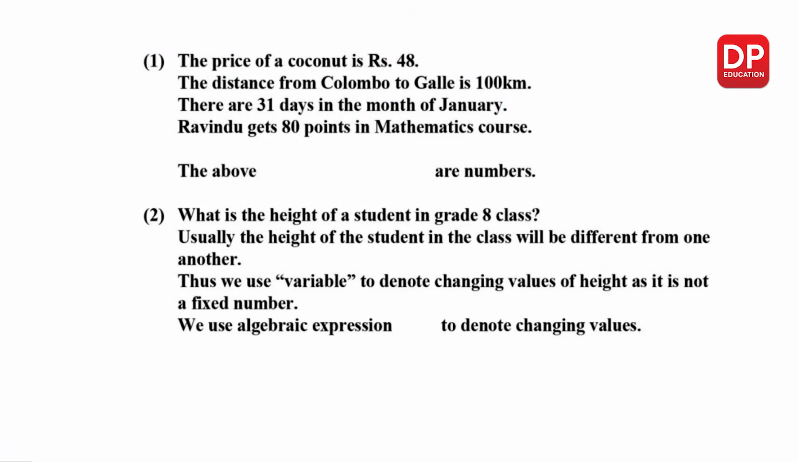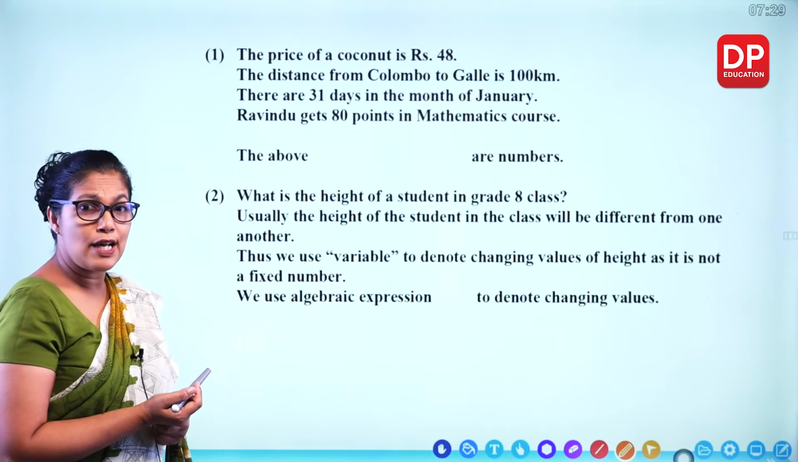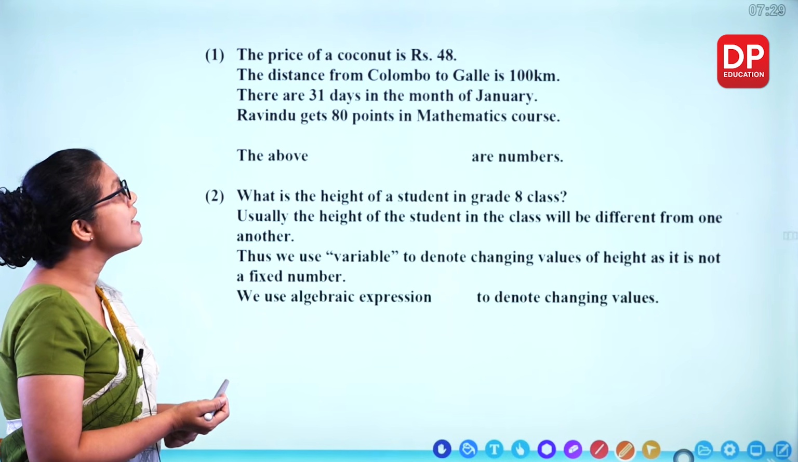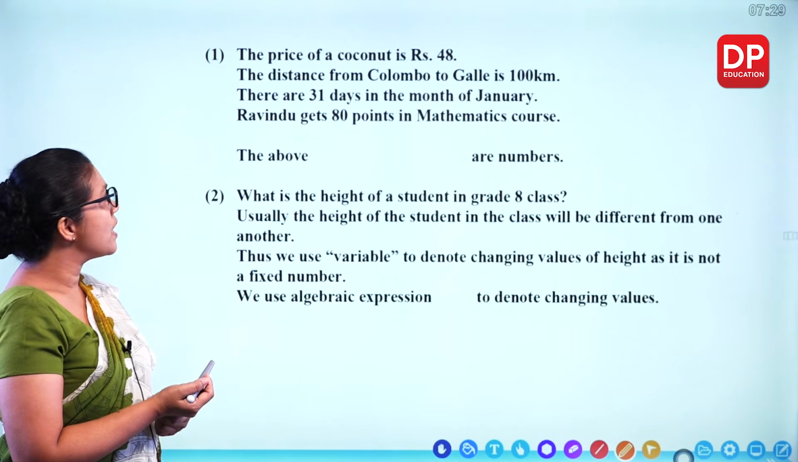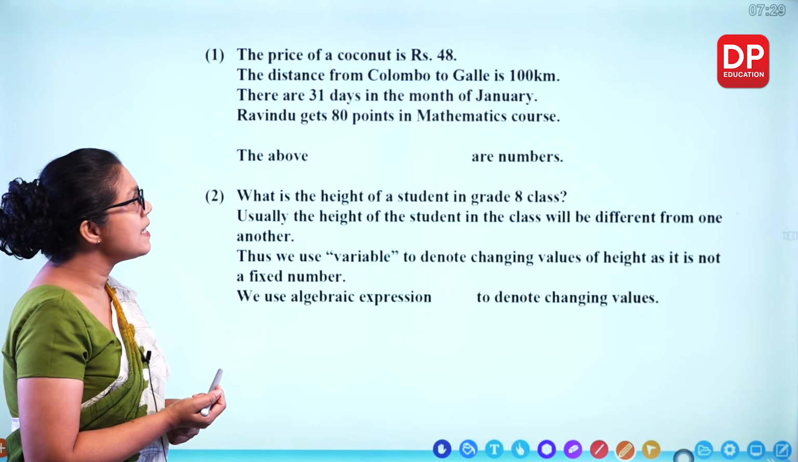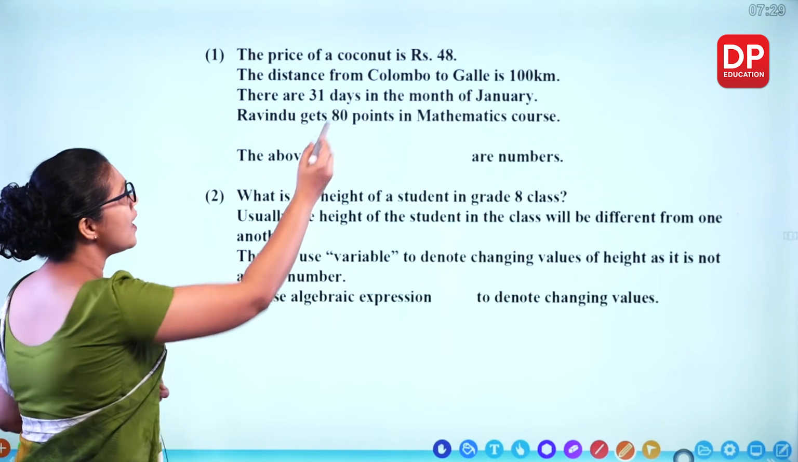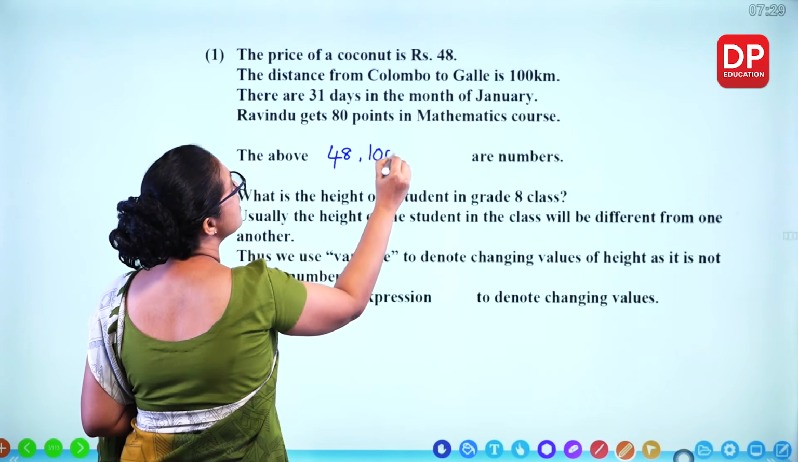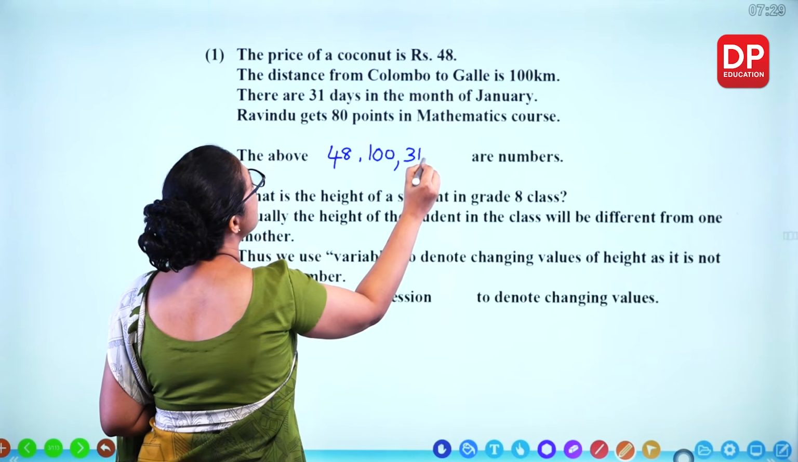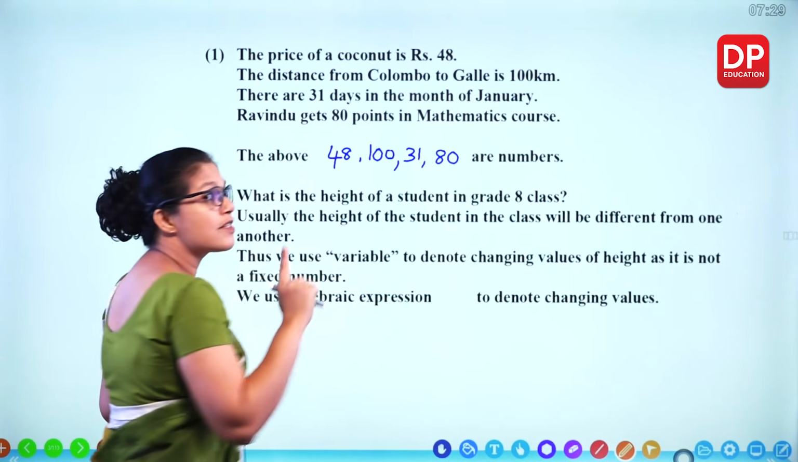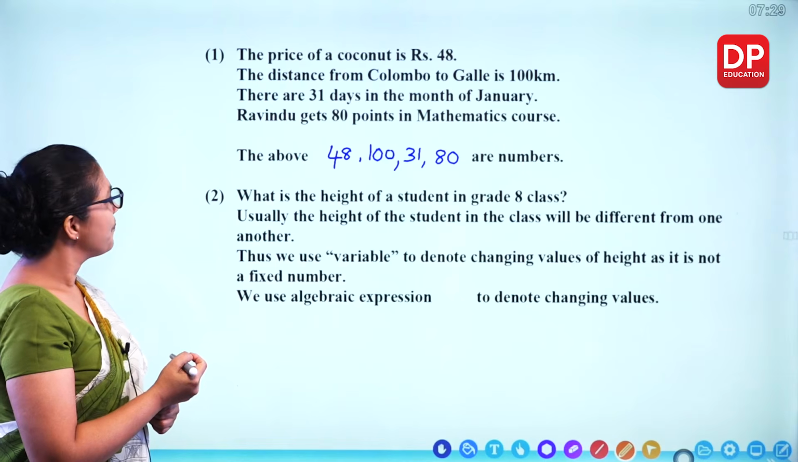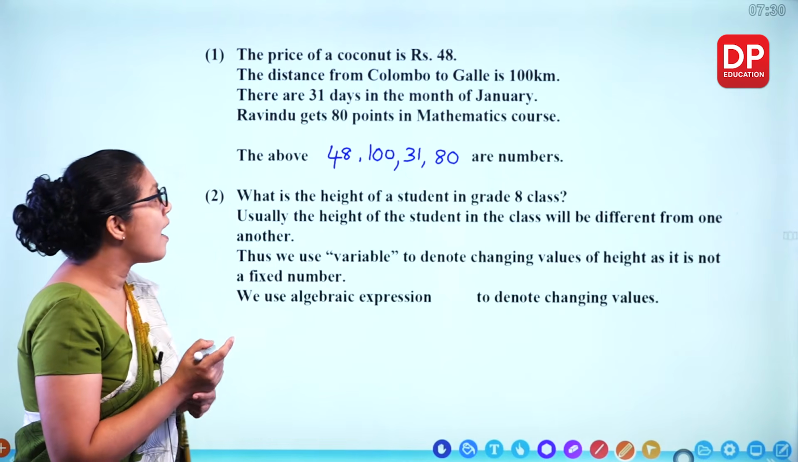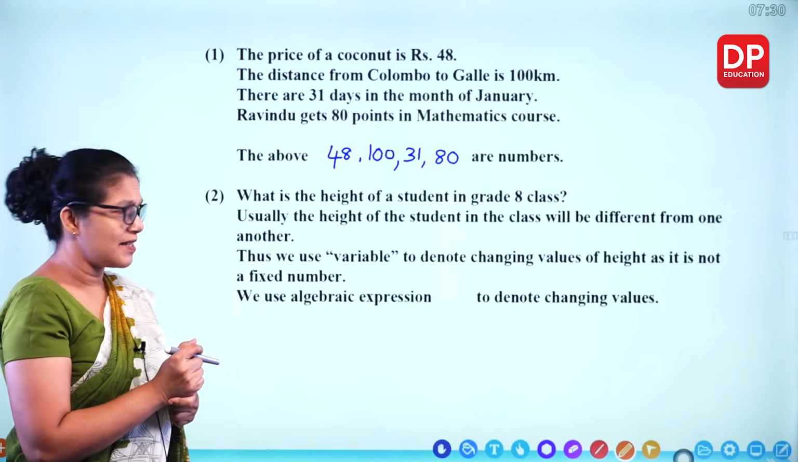Look at this one. The price of a coconut is 48 rupees. The distance from Colombo to Galle is 100 kilometers. There are 31 days in the month of January. Ravindu gets 80 points in the mathematics course. So what are these? 48, 100, 31, 80. Those are numbers.